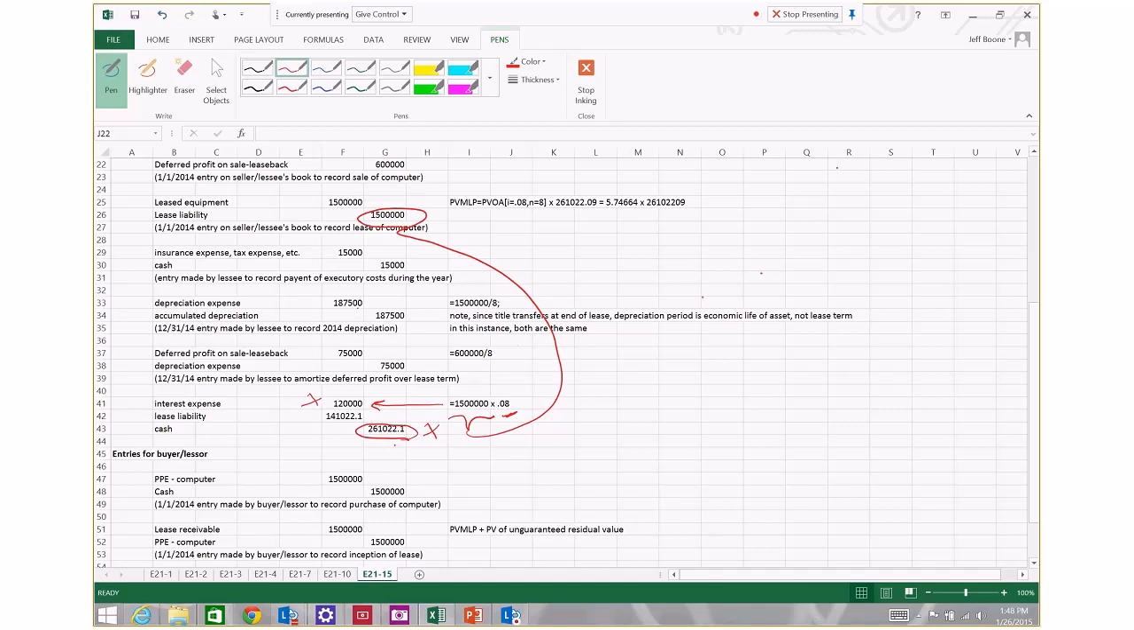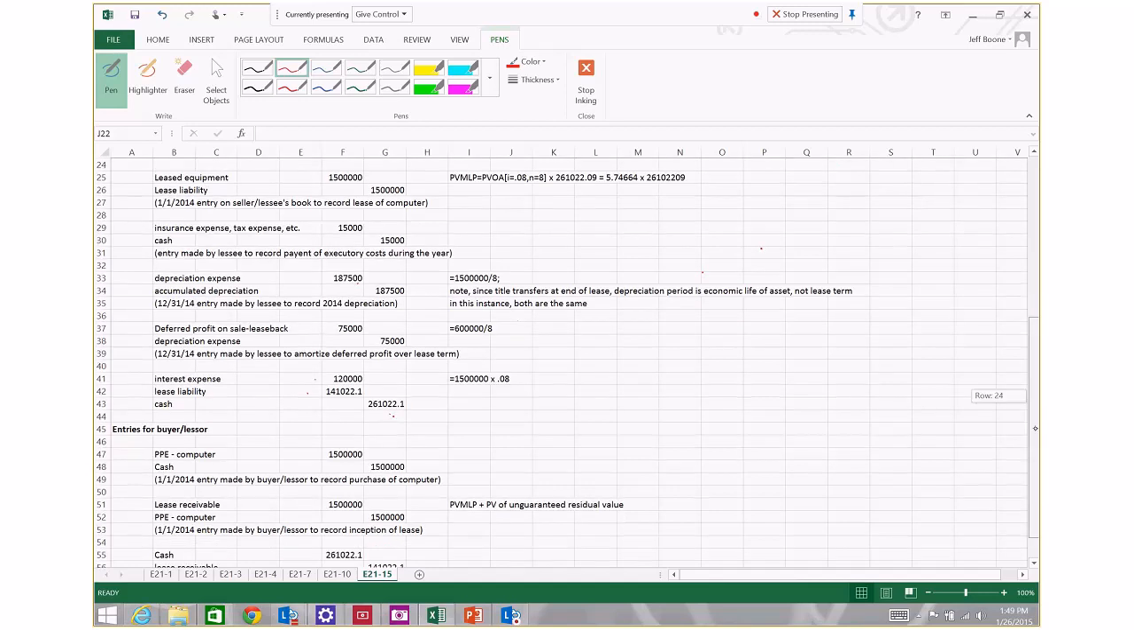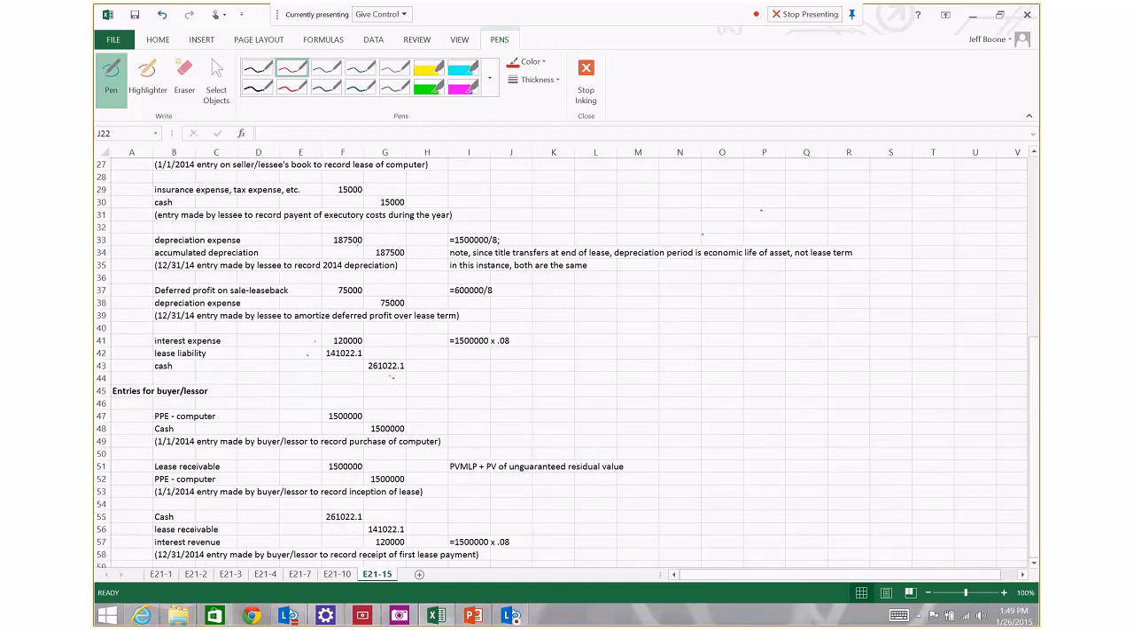The difference between the cash payment amount and the interest expense amount is the portion of that payment that is characterized as a principal payment, which serves to reduce the lease liability amount, and that's going to be debited to the lease liability account. So the total bottom line journal entry that the lessee is going to make on December 31st, 2014, when they cut the check to the lessor, is credit cash $261,022.10, debit interest expense $120,000, and debit the lease liability for the difference. Okay, so those are all the entries that are to be made by the lessee.